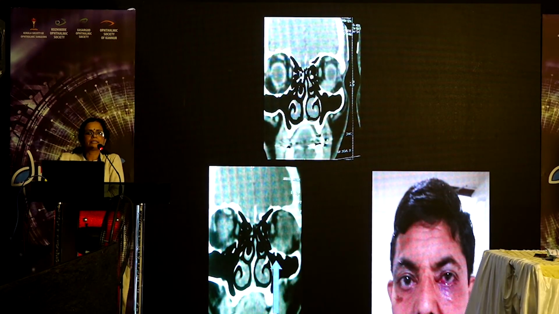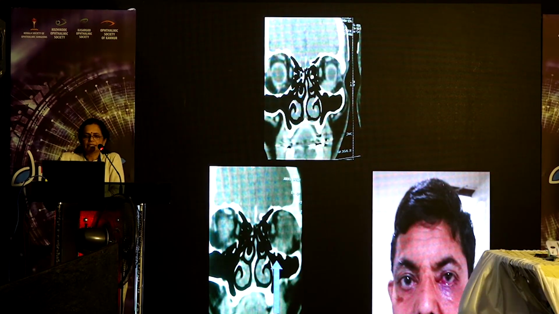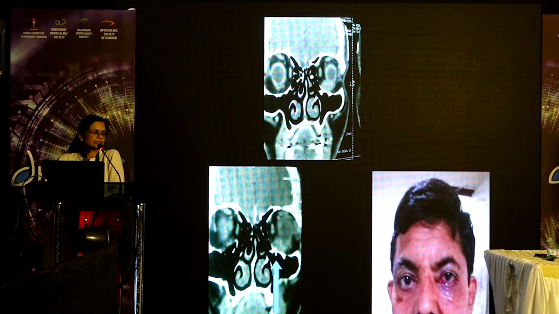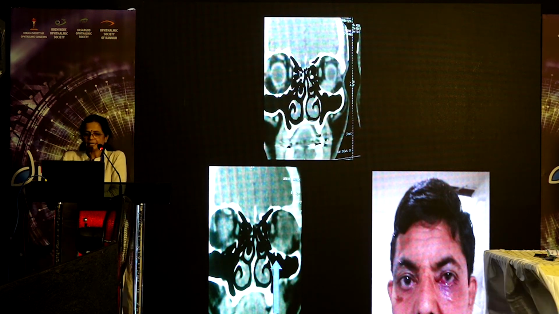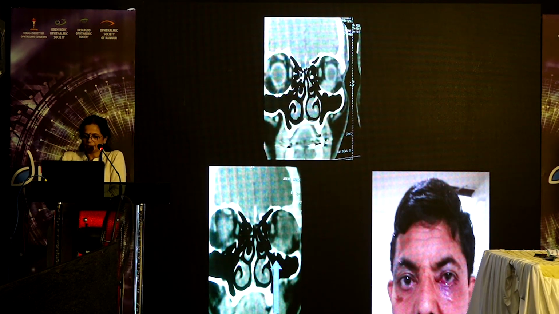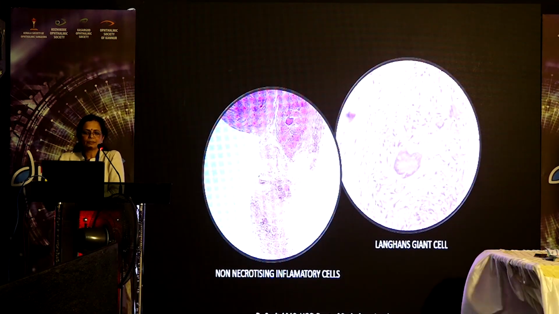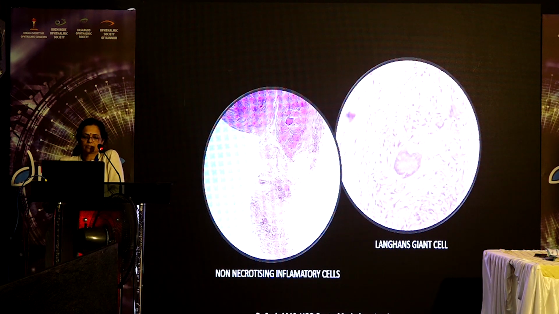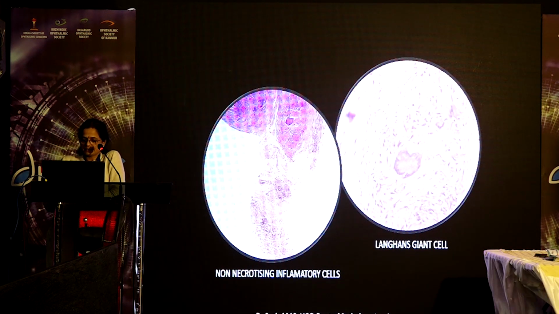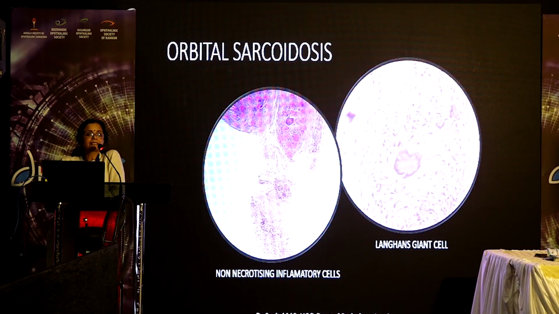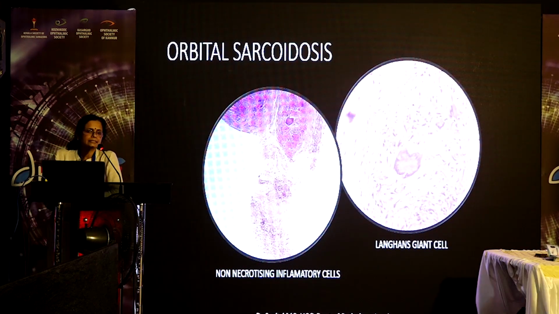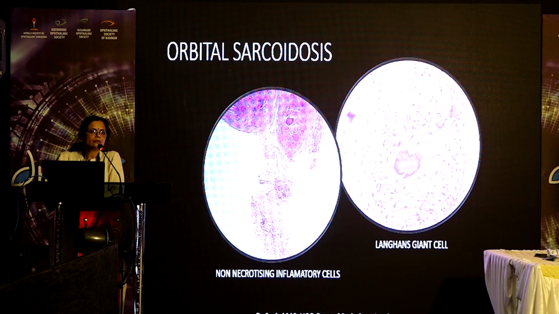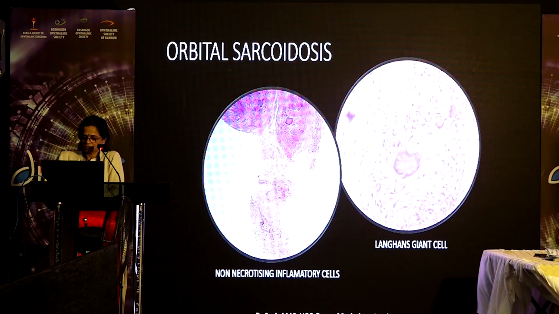This was again a hard mass in the inferior orbit. That is why the orbit is called a Pandora's box, because when you open up anything, the diagnosis can be anything. Again, a hard mass producing a hypertropia, and the histopathology showed non-necrotizing inflammatory cells. That means it is not tuberculosis. There were Langhans giant cells which are seen. It was an orbital sarcoidosis, and we had to give him systemic steroids for a long time, nearly 1 year, in collaboration with the pulmonologist for the lesion to disappear.